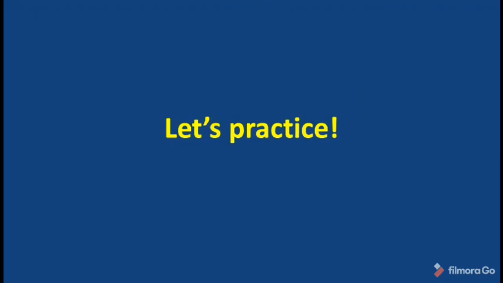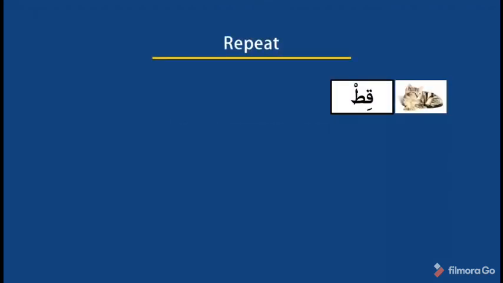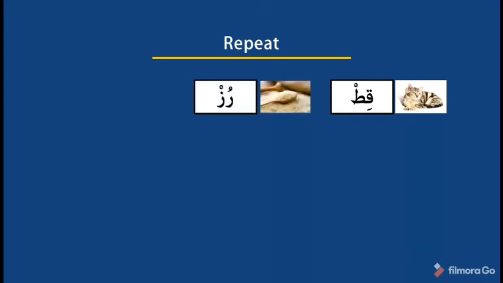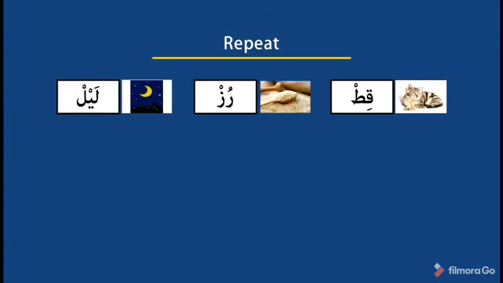Please repeat after me. Qat. Please notice the kasra here under the qa and the sukun over the ta. So qat. Ruz. There is a dhamma over ra and sukun over z or zai. Ruz. Layl. There is a fatha over the lam and a sukun over the ya and the last lam. So layl.